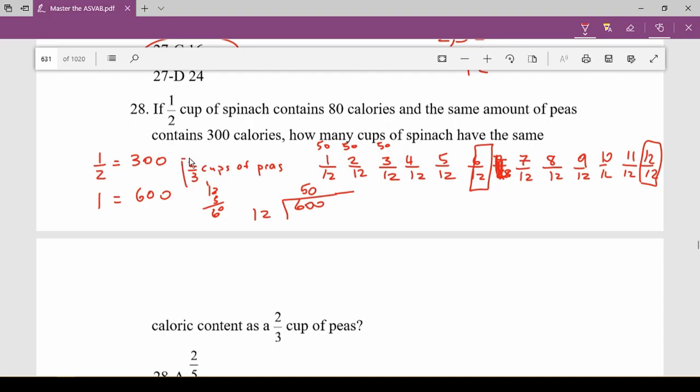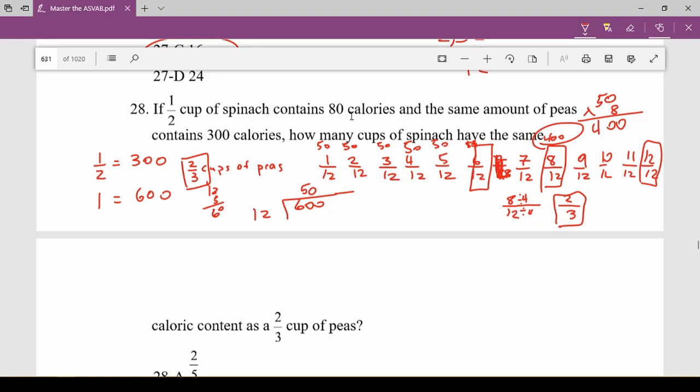So what is 2/3? Well, I know 2/3 is the same as 8 over 12. Again, if I were to reduce this 8 over 12 by a factor of 4, that is, divide top and bottom by 4, 8 divided by 4 would be 2, 12 divided by 4 would be 3. This would be equivalent to 2/3. So if there are 50 calories in each 12th of a cup, I know 50 times 8 will give me the amount of calories in 2/3 of a cup of peas. 0 times 8 is 0. 5 times 8 is 40. So right here, there are 400 calories. Okay?